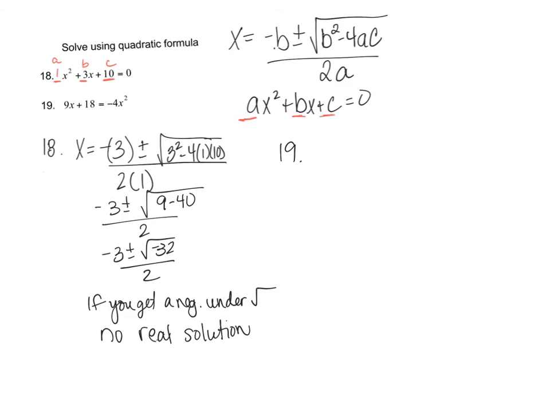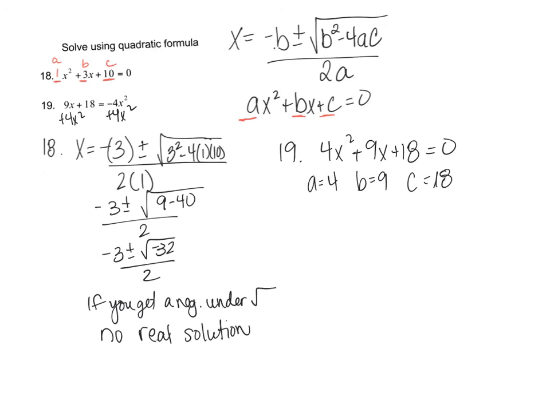So let's look at number 19. When I'm using quadratic formula, I want all my variables on one side, and I need it equal to 0 to identify my a, b, and c. So I'm going to add my 4x squared. So I get 4x squared plus 9x plus 18 equals 0. And my a is 4. My b is 9, and my c is 18.